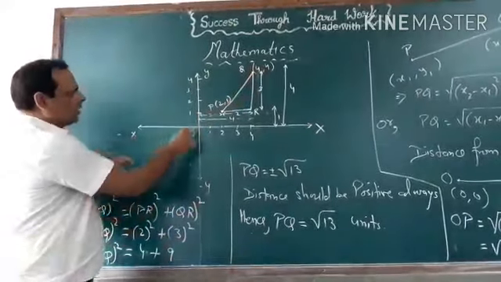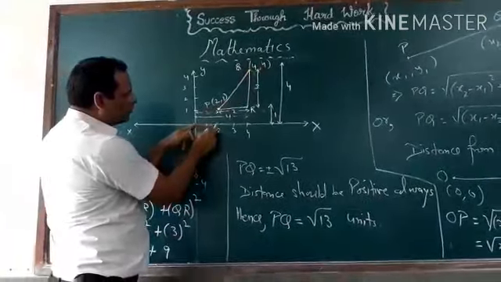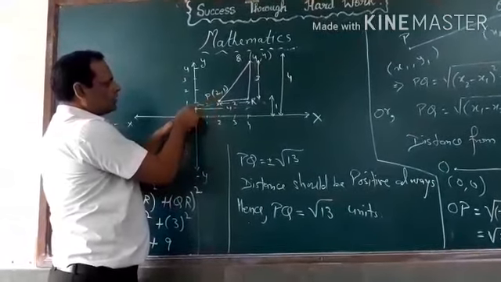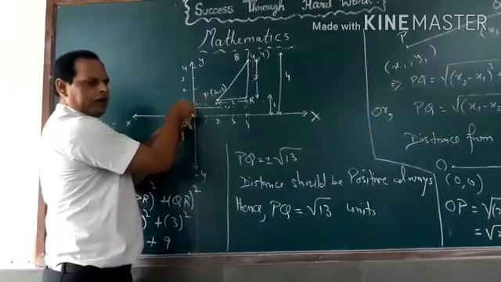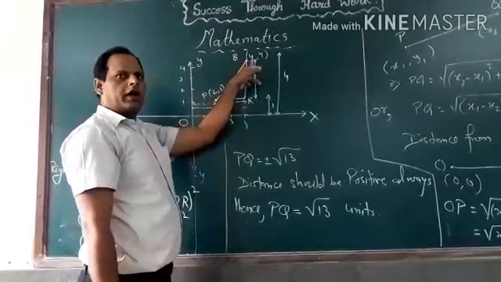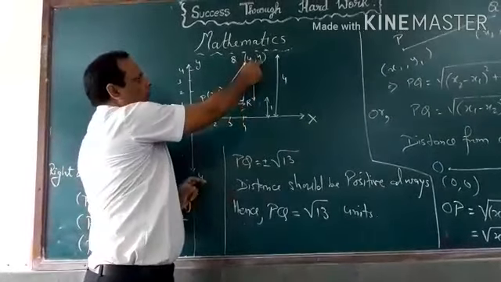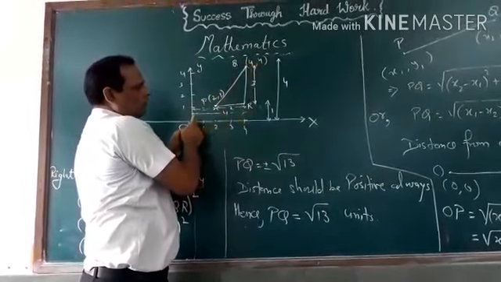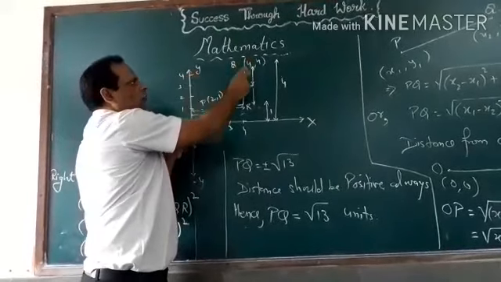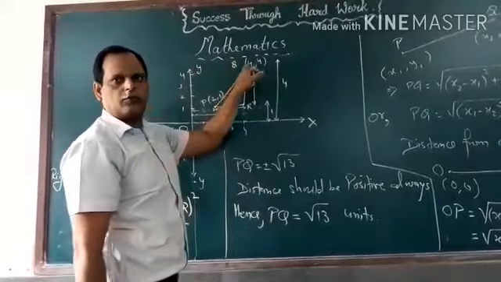See the point P: the x coordinate distance from the origin is 2 and the distance from the origin on the y-axis is 1. So the P point coordinate is (2, 1). Similarly, we see here the coordinate of Q is (4, 4). The distance on the x-axis from the origin is 4 and the distance on the y-axis from the origin is also 4. So the Q point is (4, 4).